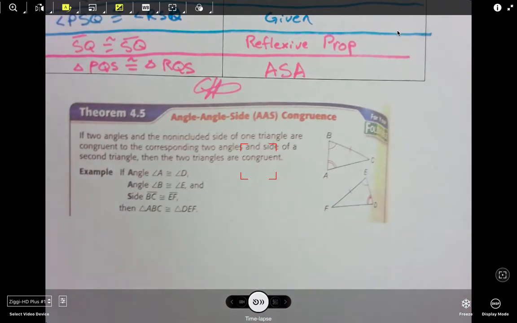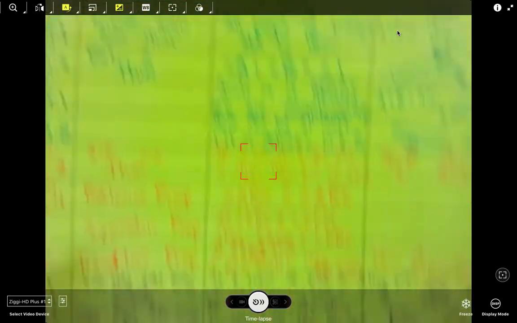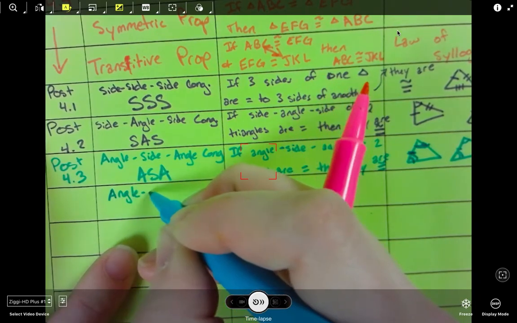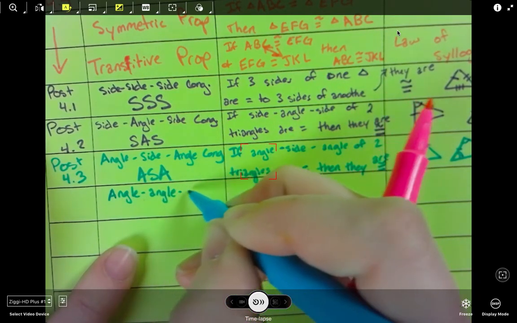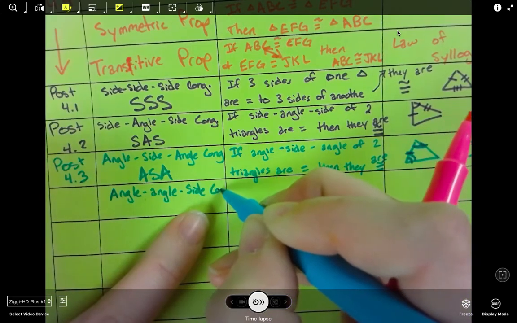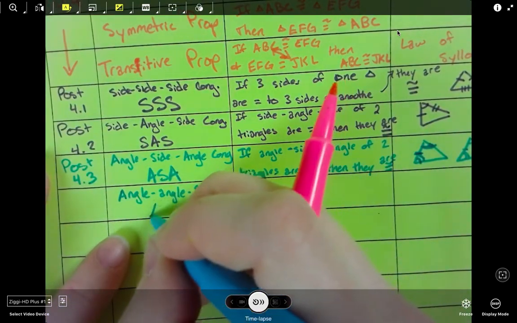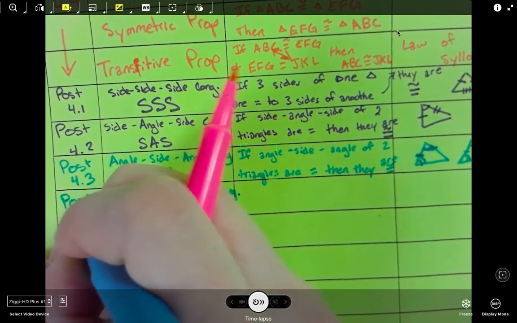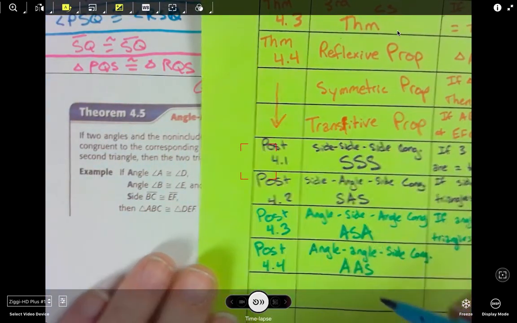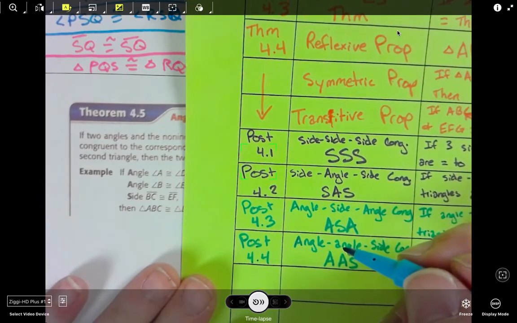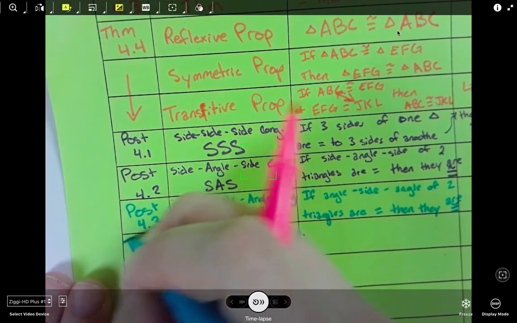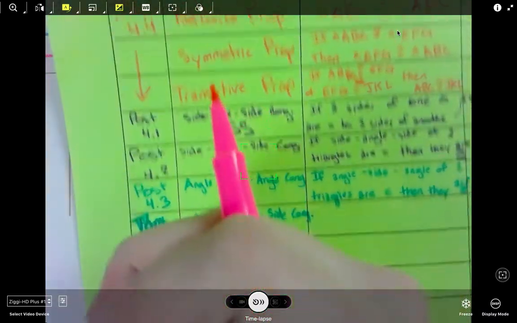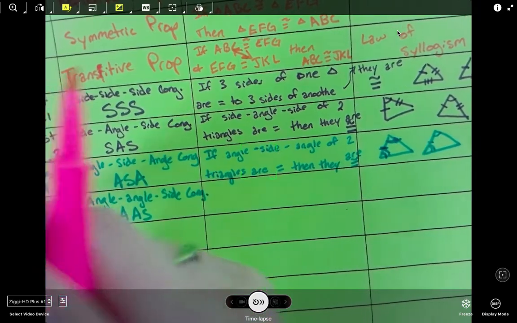Let's write that down on our sheet here. Angle, side congruence. Getting worse at writing this. Angle, side. And that was postulate 4, I think. Yep, no. Oh, wait, what? 4.5. No. Theorem. Gosh dang it. Theorem 4.5. I don't know why this one's a theorem and the other one's a postulate. It must be more exciting.